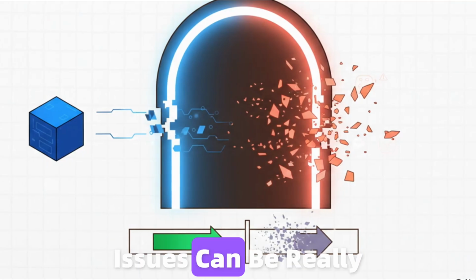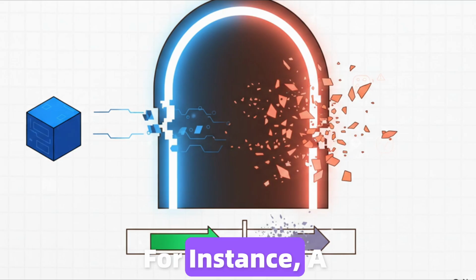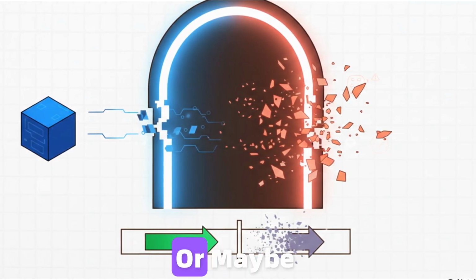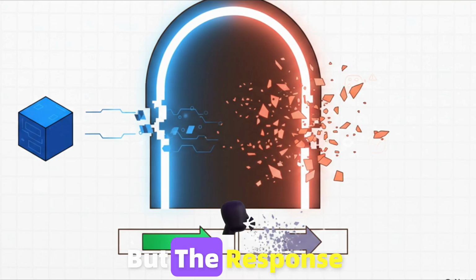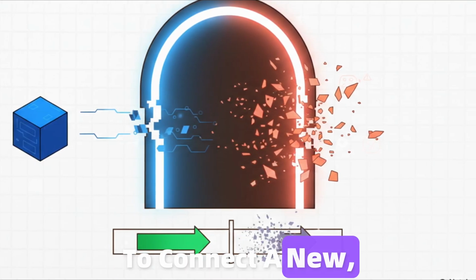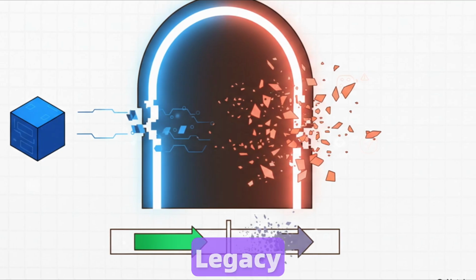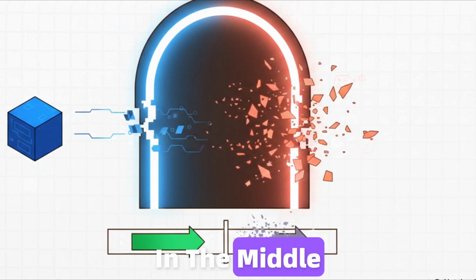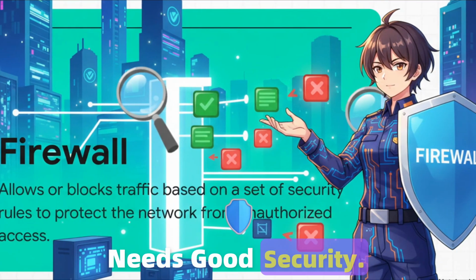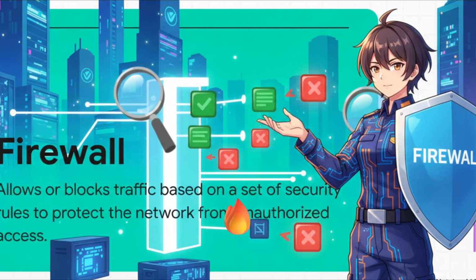Now, gateway issues can be really tricky and subtle. For instance, a phone call might connect, but the audio quality is just awful. Or maybe data gets sent out just fine, but the response never seems to make it back. You'll see this a lot when you're trying to connect a new, modern application to some old legacy system. That gateway in the middle becomes a really common point of failure. Of course, every city needs good security, and in a network, that's the firewall.